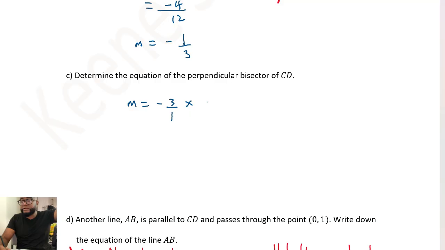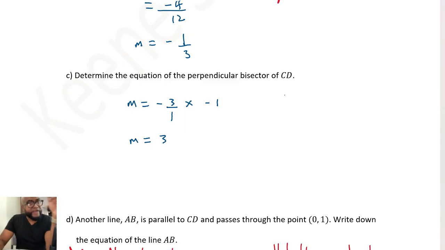And multiply it by -1. Everybody good there? Flip it, multiply by -1. So the gradient of my perpendicular bisector, which is a new gradient, will just be 3, right? -3/1 multiplied by -1 will give you +3, right?